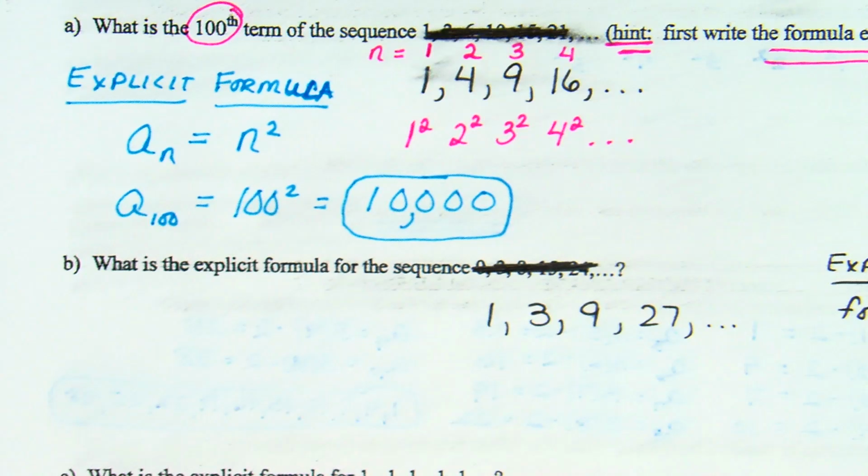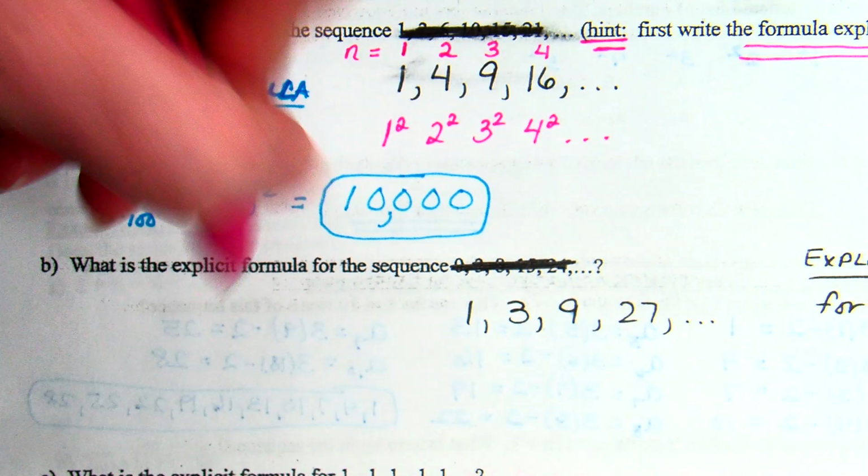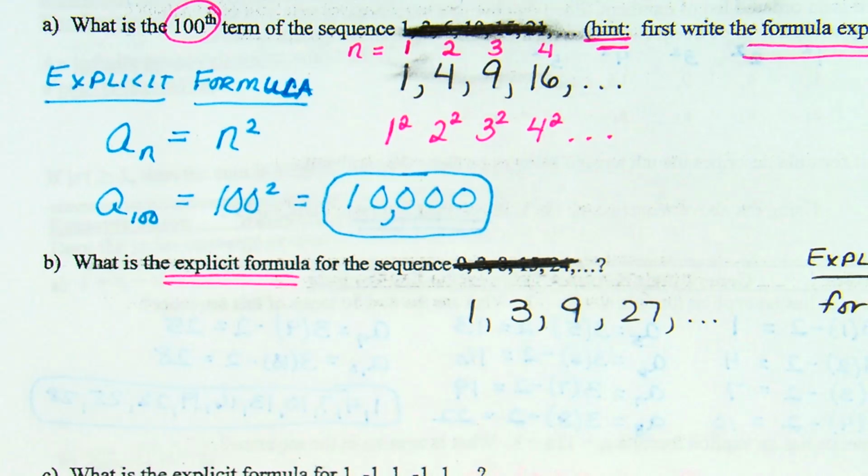Okay, let's try a couple more. Let's look at B. And again, I tried to pick things that I think will help you in homework the most. That's why you've got so many scribbles and rewrites here. So, annoying, but they should be helpful for homework, I hope. B specifically says, what is the explicit formula? My sequence is 1, 3, 9, 27, so on and so forth.